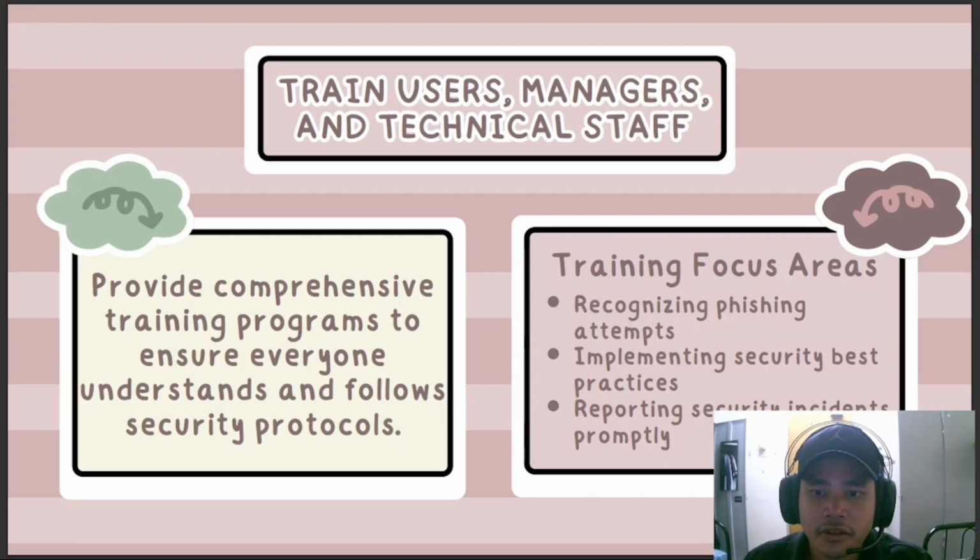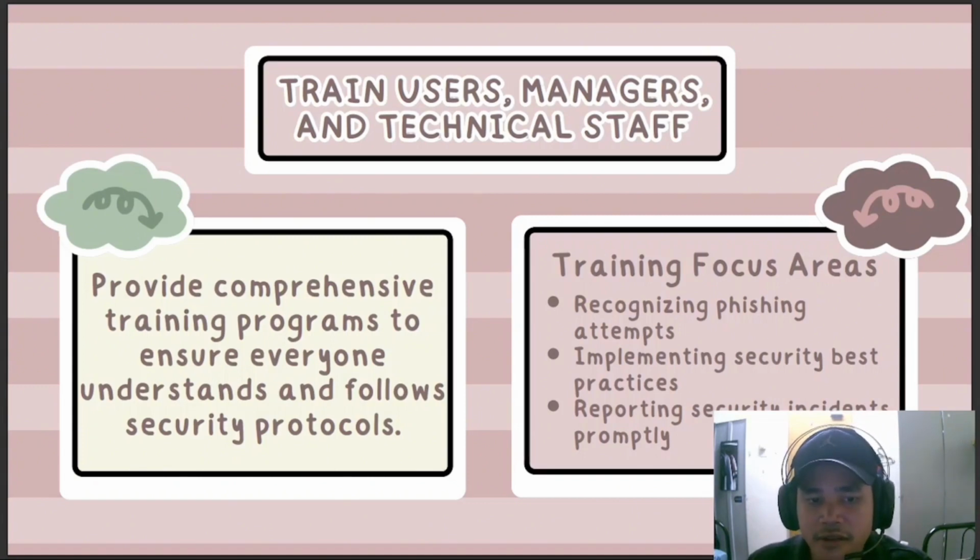Let's move on to the next step, which is train users, managers, and technical staff. So the purpose of this step is to provide comprehensive training programs to ensure everyone understands and follows security protocols. So the focus areas for the training: first is recognizing phishing attempts. Second one is implementing security best practices.